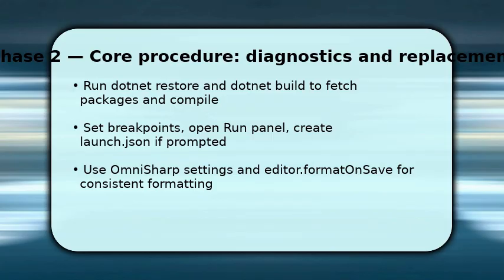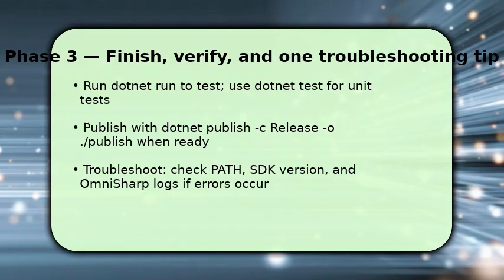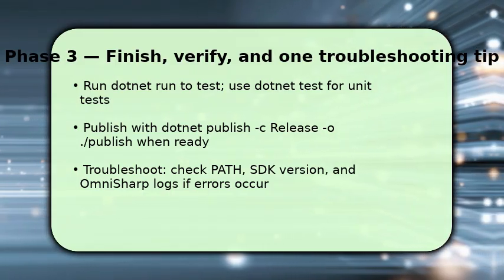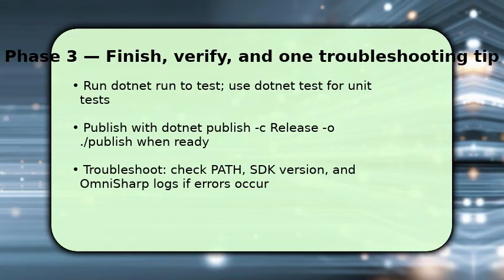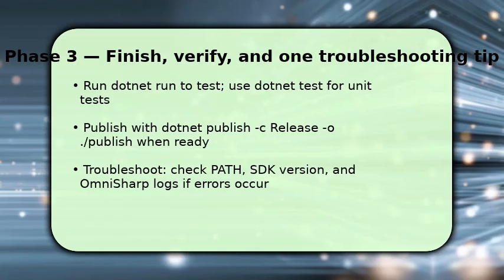Finally, you validate and deploy. Run dotnet run for quick tests and use dotnet test for automated checks. When you're ready to ship, use dotnet publish -c Release -o ./publish to produce distributable files. Make sure to update launch and tasks files if your entry point changes.